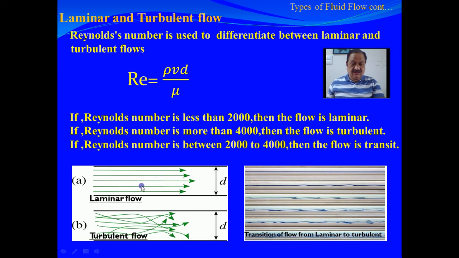This shows the laminar flow in the pipe. This shows the turbulent flow in which the particles cross one another's path, and this shows the transition phase between laminar and turbulent flow.